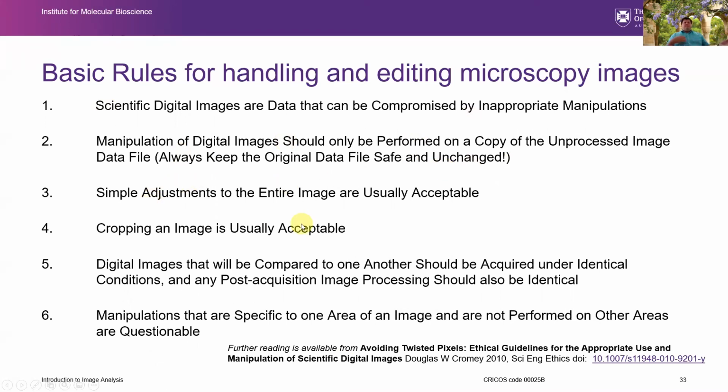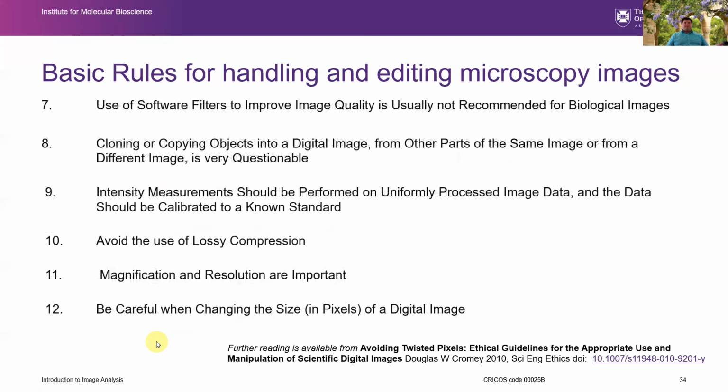Simply adjusting something on the whole image is usually acceptable. So making the whole image brighter or thresholding on the whole image is, again, acceptable. Cropping is usually acceptable. If you're going to compare two images, they should be captured under identical settings, and all the acquisition and processing should be identical. Manipulating one area of an image and not another is pretty questionable.